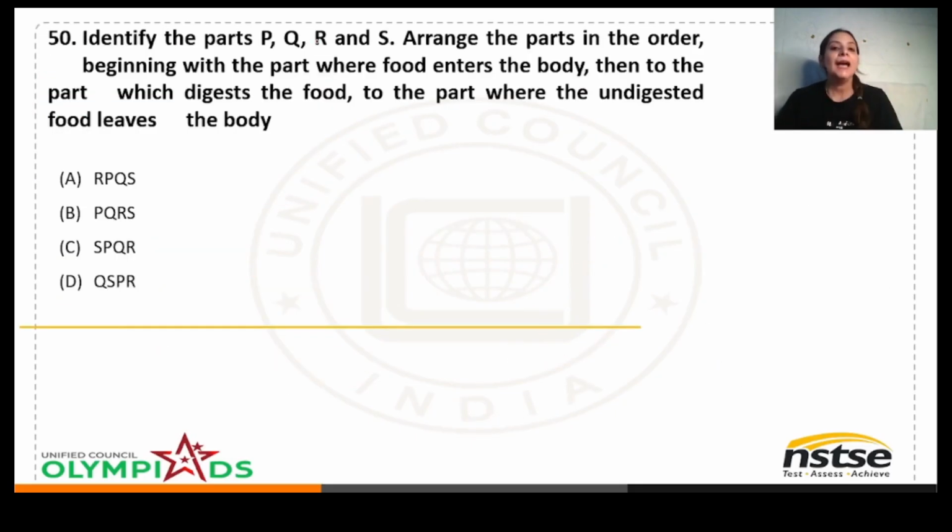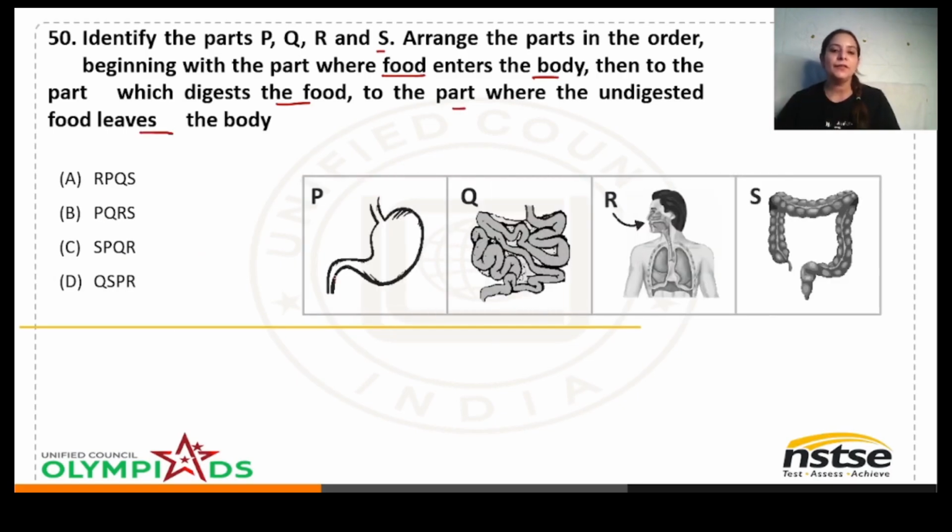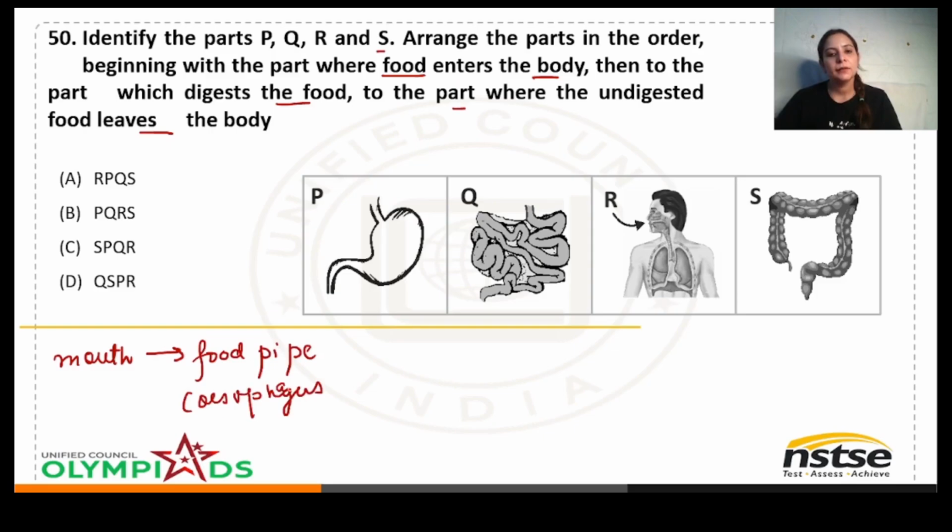Next question. Identify the parts P, Q, R and S. Arrange the parts in the order, beginning with the part where food enters the body, and then to the part which digests the food, to the part where the undigested food leaves the body. So here we have the figure. Before we move ahead, the passage of food is: you eat food through mouth, then it goes through the food pipe, or you can call it the esophagus. It moves to the stomach.